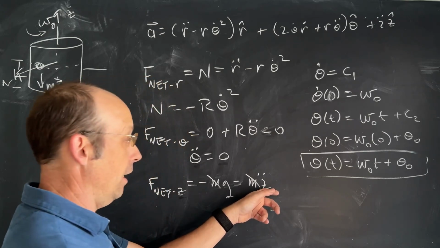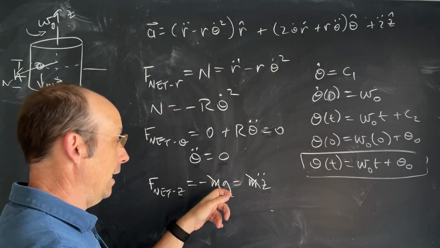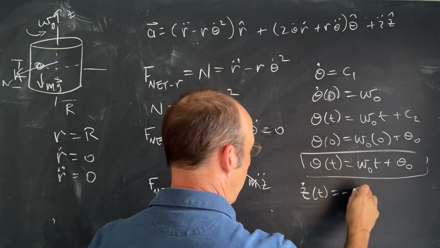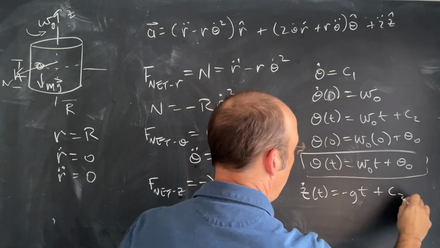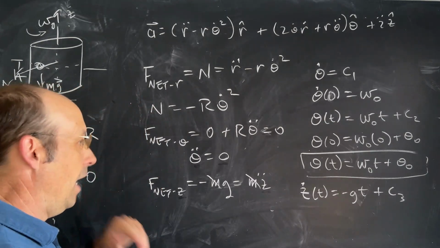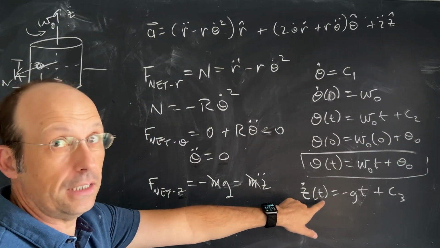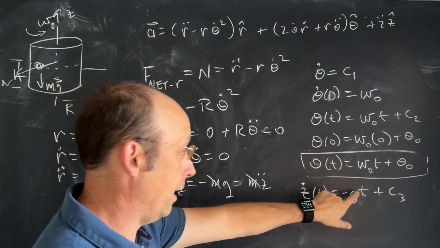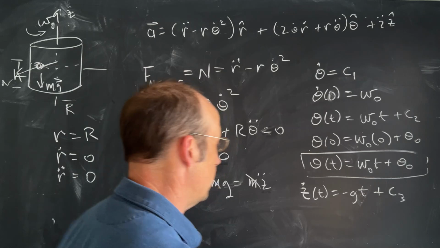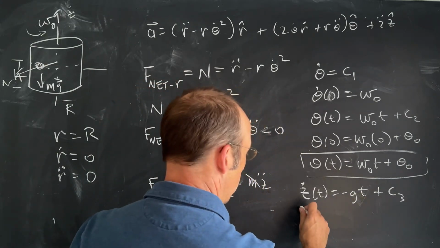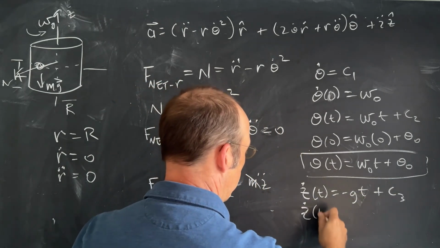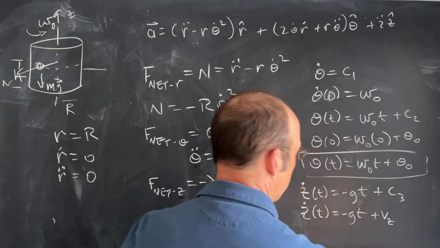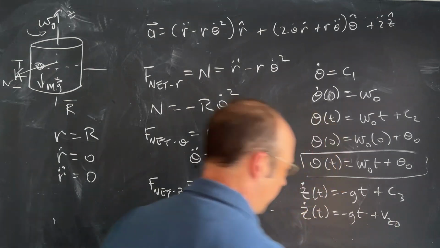So if I integrate z double dot as negative g, I get z dot as a function of time is negative gt plus a constant. I'm just counting up my constants like that. If I put in t as 0, that term goes away, so that would have to be my initial velocity. So z dot as a function of t is negative gt plus vz 0. That's my initial z velocity.